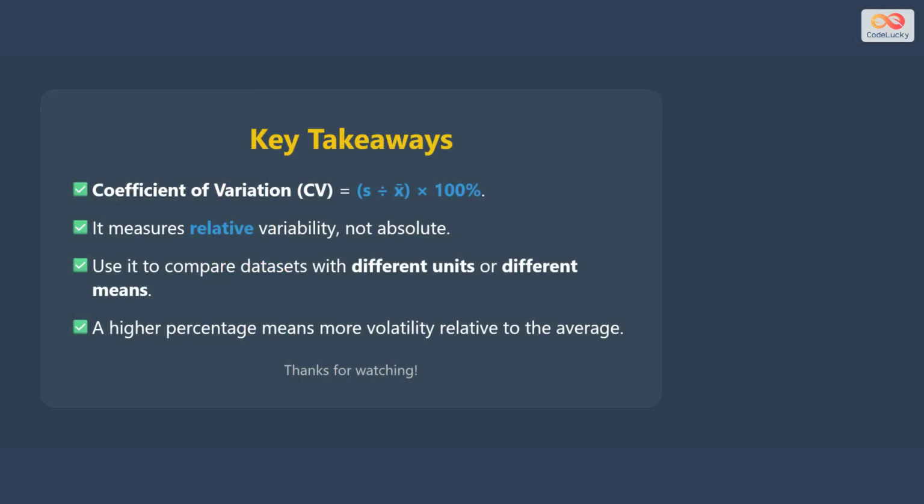To wrap up, remember that the coefficient of variation is the standard deviation divided by the mean, expressed as a percentage. It is the best way to compare relative variability between different groups. Whether you are analyzing scientific data, financial markets, or quality control metrics, CV gives you the context that raw standard deviation misses. Thank you for watching.